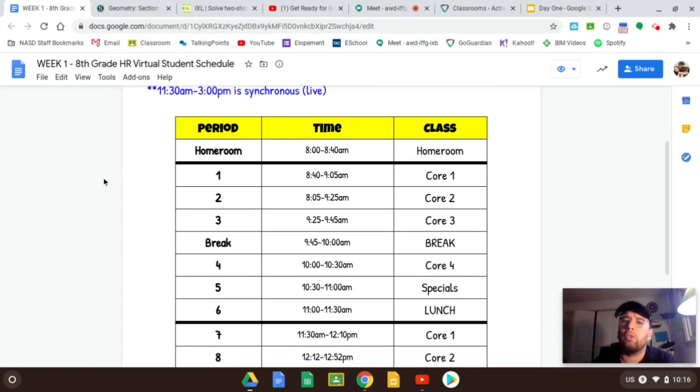Every student has 4 core classes, and this is for 8th grade specifically. It's very similar for the younger groups, but this is specifically for 8th grade. They have their first class, second class, third class. They take a 15-minute break, and they have their 4th class. At the very beginning, they have a 40-minute homeroom for us to kind of get everybody started.